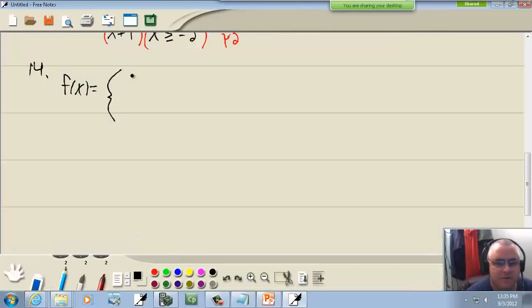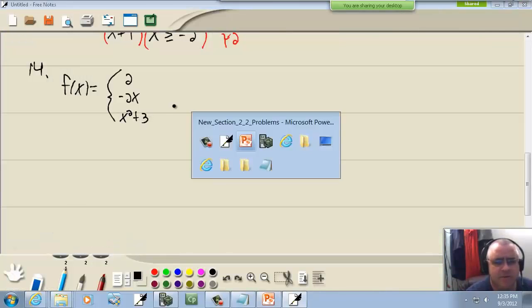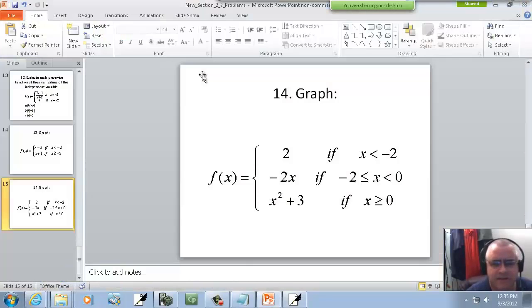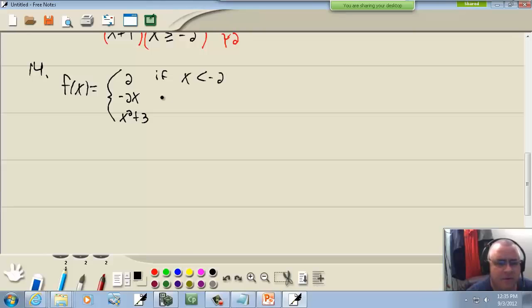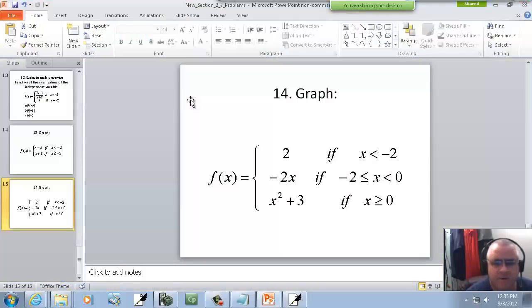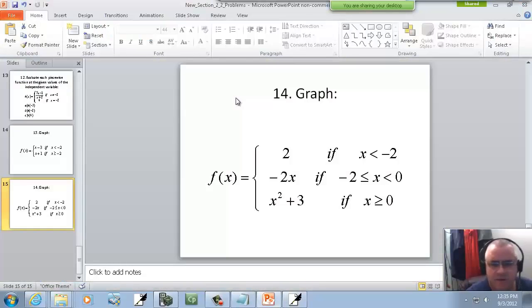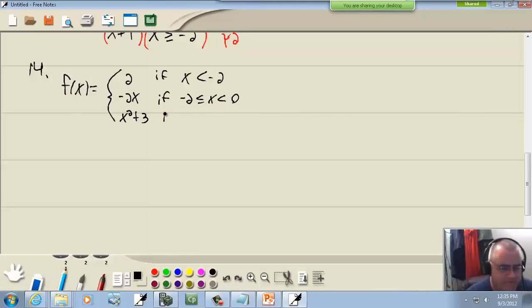Okay, so I got 2, negative 2x, and x squared plus 3. This is if x is less than negative 2. This one if x goes from negative 2 to 0. And this one where x is greater than or equal to 0. Grab a drink.